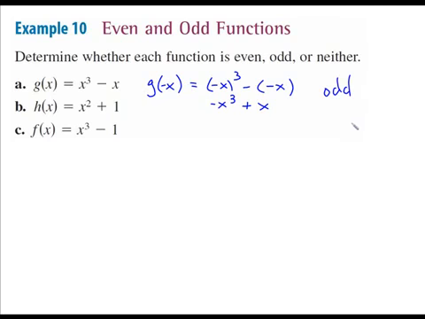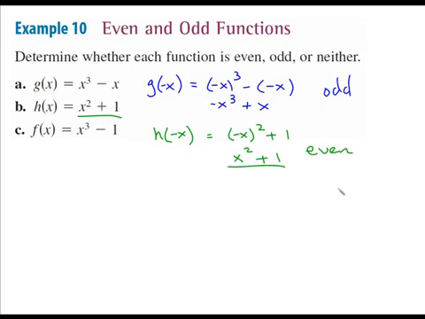Okay, let's do the same thing for example B here. Over here we have h of x, so we have h of negative x. We plug in negative x. We get negative x squared plus 1. Well, that's going to give you positive x squared plus 1. Well, we get the exact same thing. When you get the exact same thing, that means the function is even.